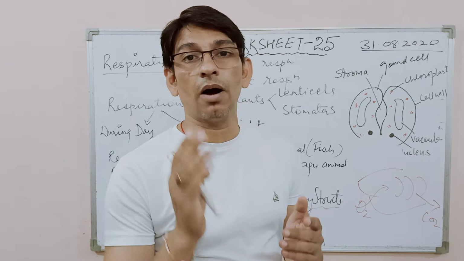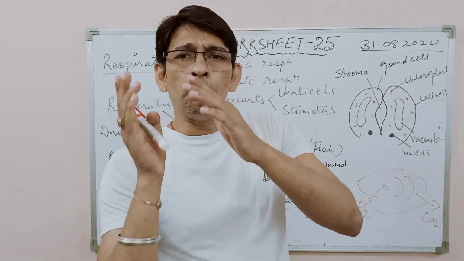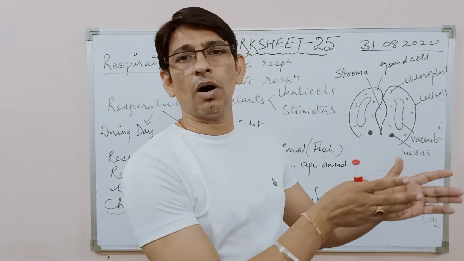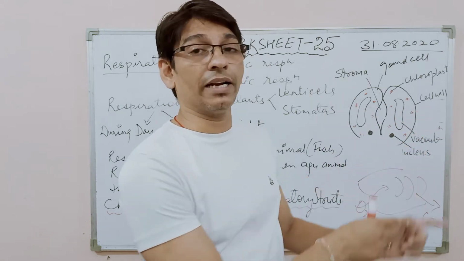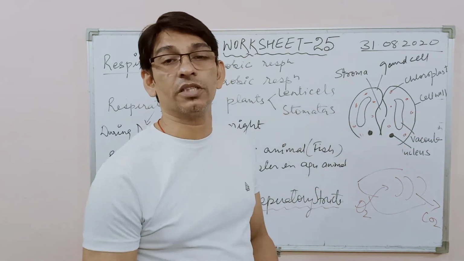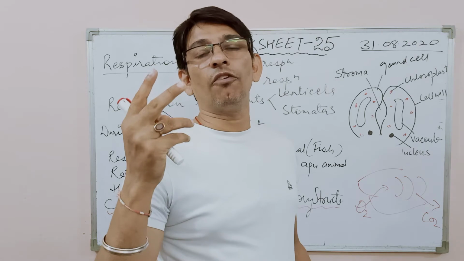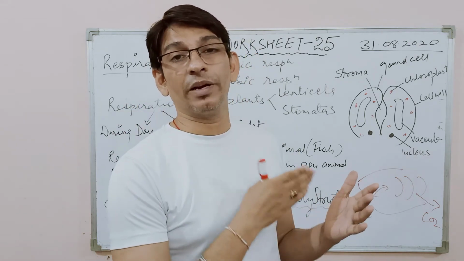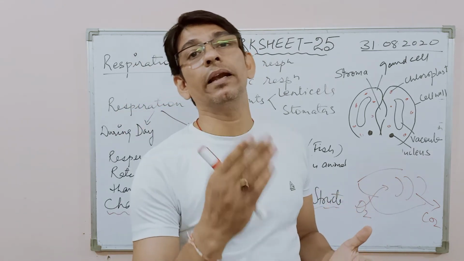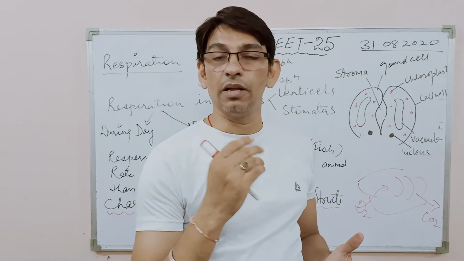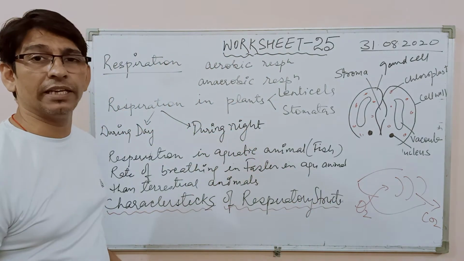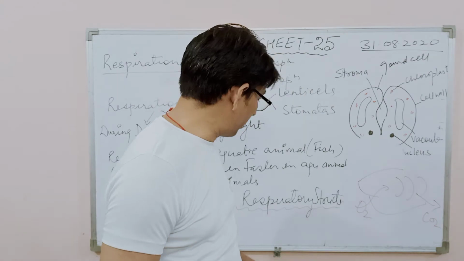Why is it so? Because the amount of oxygen present in water is fairly low compared to the amount of oxygen present in air. We know that the percentage of oxygen present in air is 21%, whereas 2% of oxygen is present in water. So the rate of breathing obviously should be much faster in aquatic animals. So we have seen why the rate of breathing is much faster in aquatic animals than terrestrial animals.